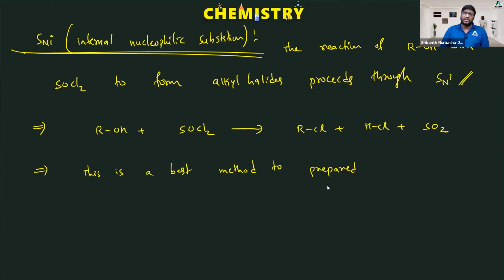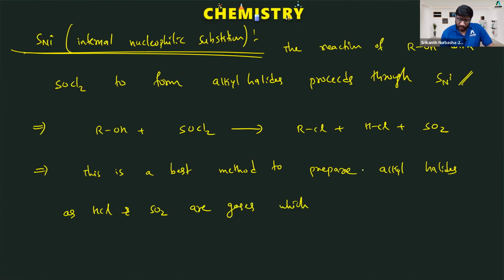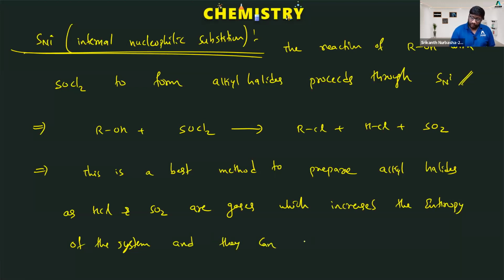They are lost easily, or we can also say thermodynamically, whatever reaction increases the entropy of the system. Gases actually have more randomness. We can apply the concept of thermodynamics. The reaction which produces gases, which increases entropy, is more feasible. This is the best method to prepare alkyl halides, as HCl and SO2 are gases, which increases the entropy of the system, and they can also be removed easily. SNi is nothing but internal nucleophilic substitution. The reaction of alcohol with SOCl2 to form alkyl halides proceeds through SNi.